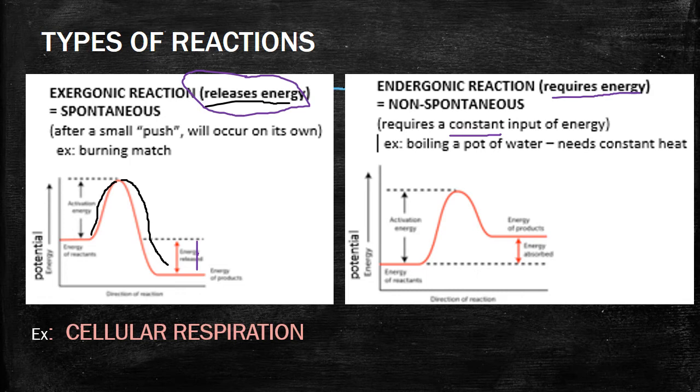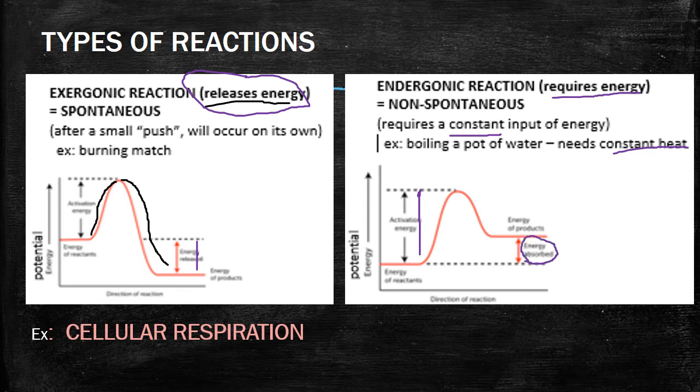Another example is boiling a pot of water. You have to have constant heat in order to keep that water boiling. It's not just going to continue boiling on its own without constant input of that energy. So here's my potential energy. It's very low. My reactants don't have a lot of energy, and it requires a high amount of energy to get the reaction to actually happen. Once it does, then it's going to release that energy with the products.